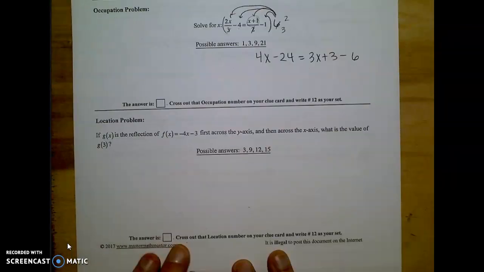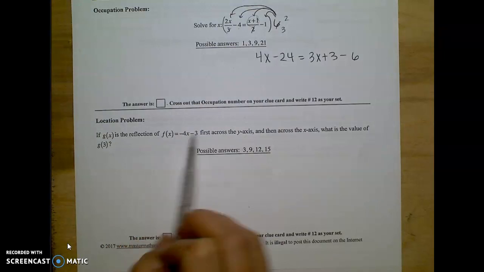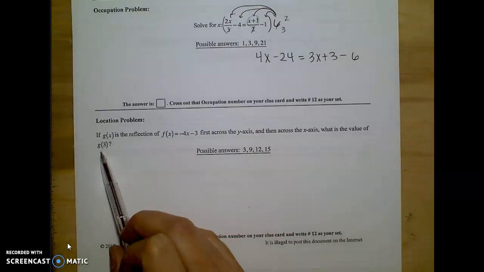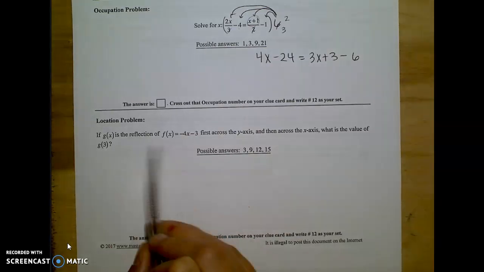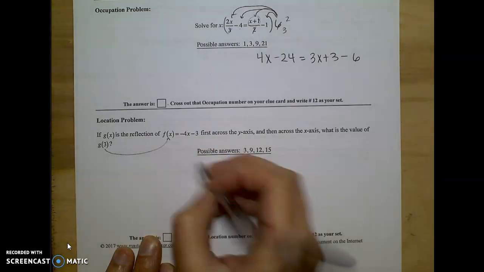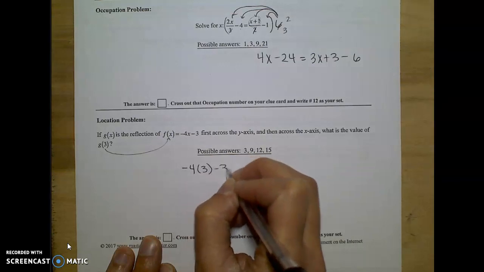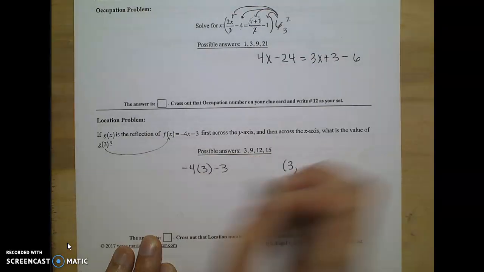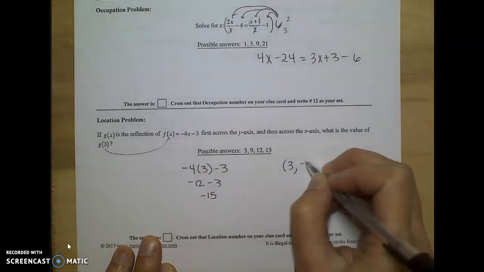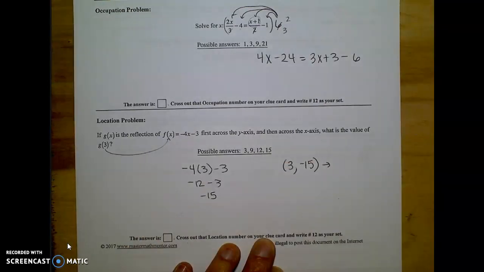Okay, our location problem. If g of x is the reflection of this line, first across the y, then across the x, what is the value of g of 3? So I tried doing this with the line, but I think it's just easier to plug in the 3. So if I input 3, your x value is 3, your output is negative 15.